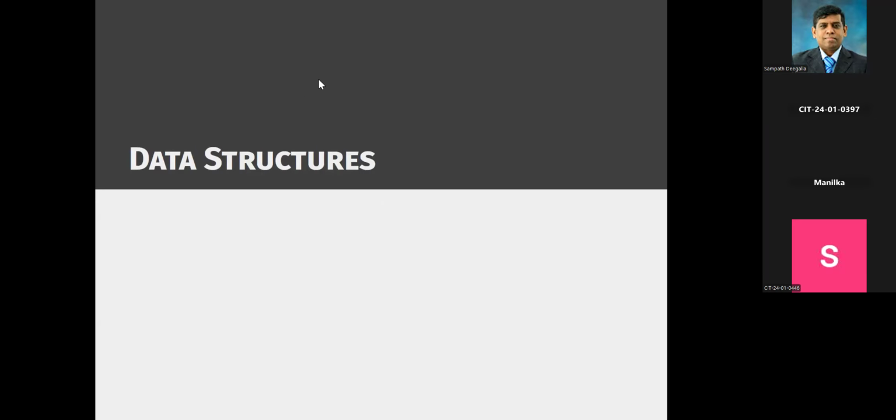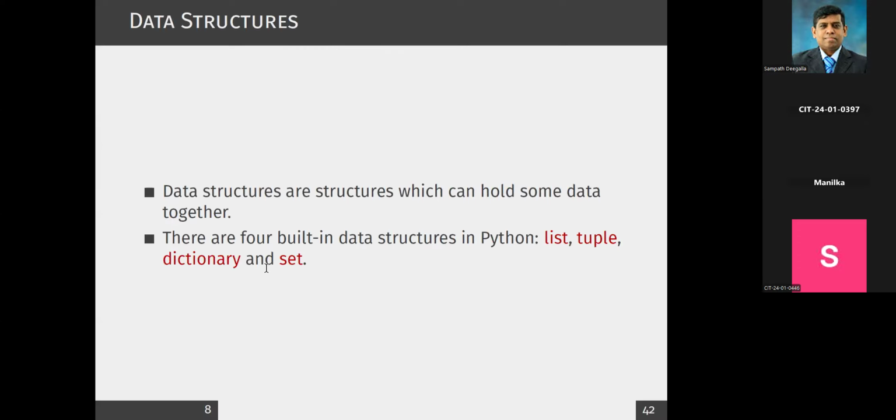Okay, so last time we started looking at what we call data structures. I told you data structures means there are various ways we can store data in a computer. And when we use Python, we need to store data in different ways with different properties. So that's what we discussed last time.